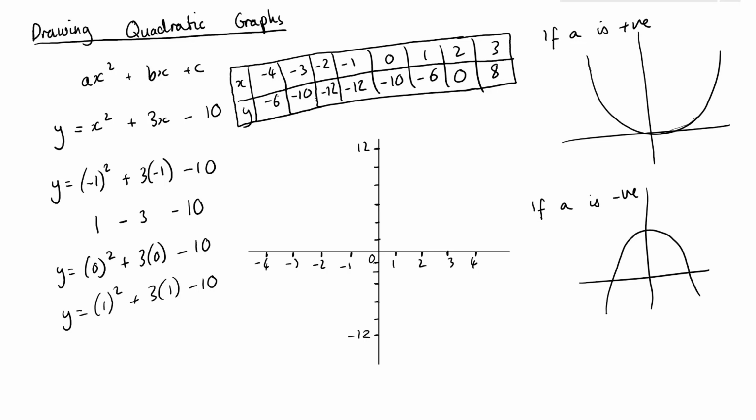So we'll start with minus 4 and minus 6. We said minus 6 was, this was 2, 4, 6. So this is a point here, minus 4, minus 6. Then minus 3, minus 10 is going to be down here. Then the minus 2, minus 12 gives me here. Minus 1, minus 12 gets me here. 0 goes through minus 10, so that point there. 1 goes through minus 6, which was this point up here. 2 goes through 0, so that point there. And 3 goes through 8 up here, which is that one there.